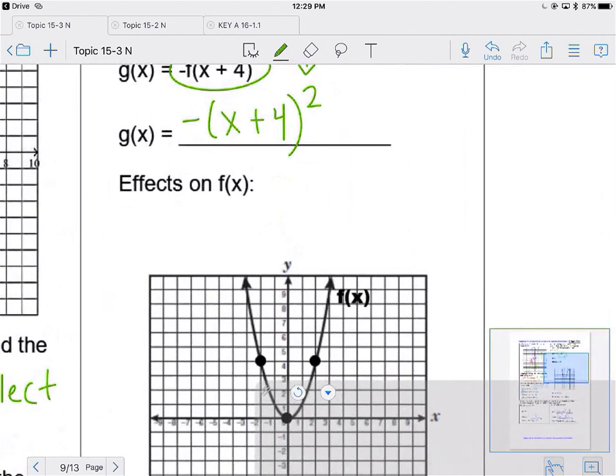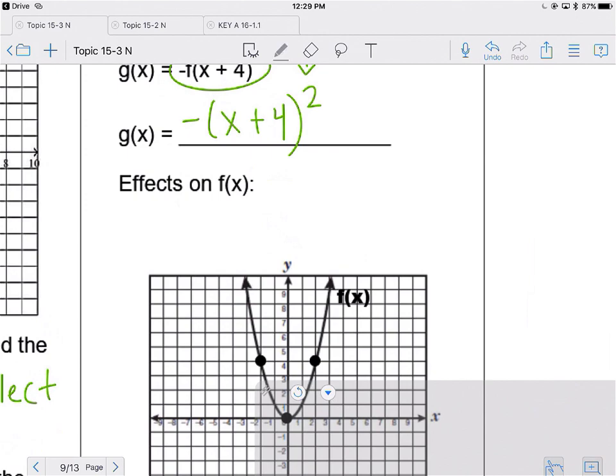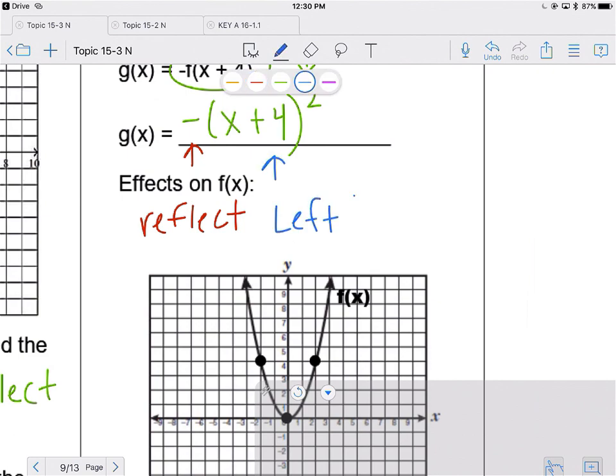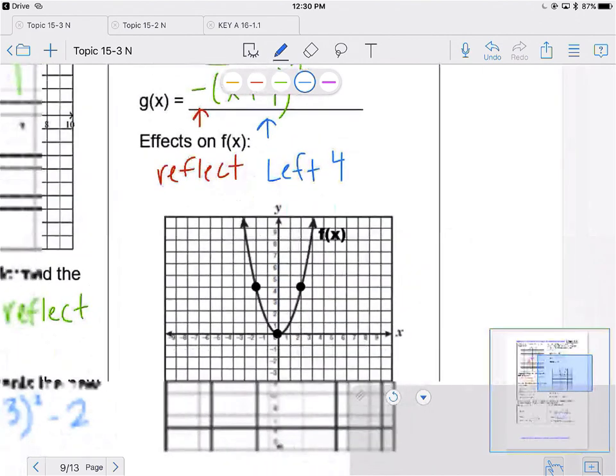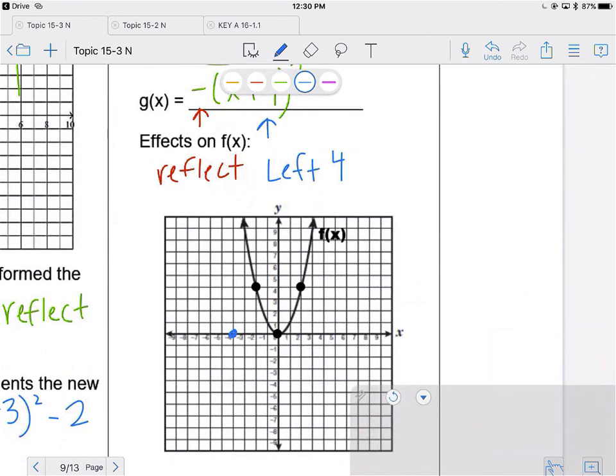So the effects, what will it do? A negative in front is going to reflect it. The plus 4 on the inside is going to move it to the left 4. So I draw that, I move to the left 4, and I reflect. Remember, my 1, 1, 1, 1 works as long as I don't have anything listed in front. But because it's a negative, I have to reflect and go down.